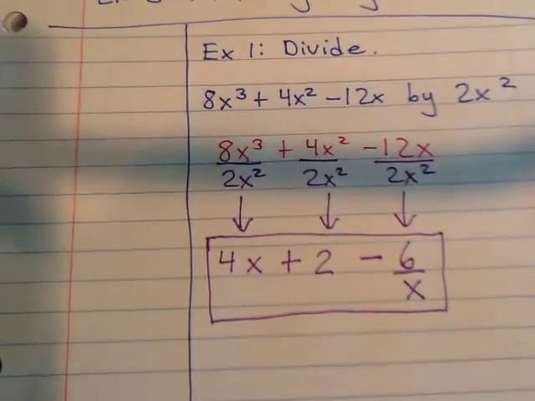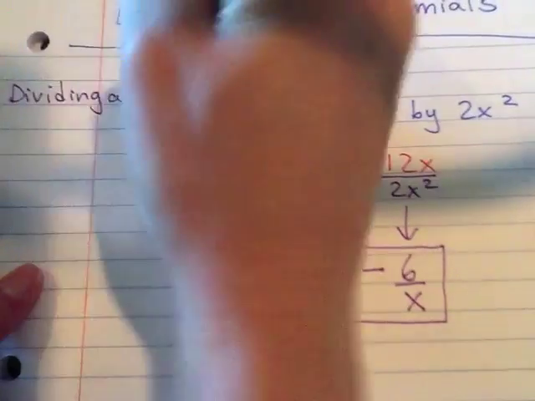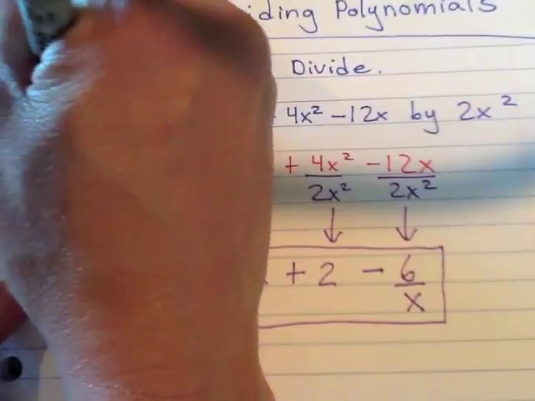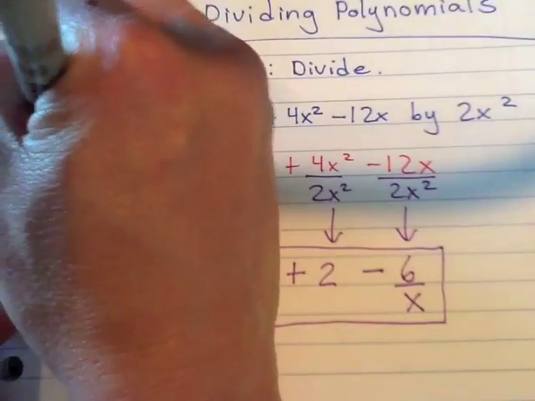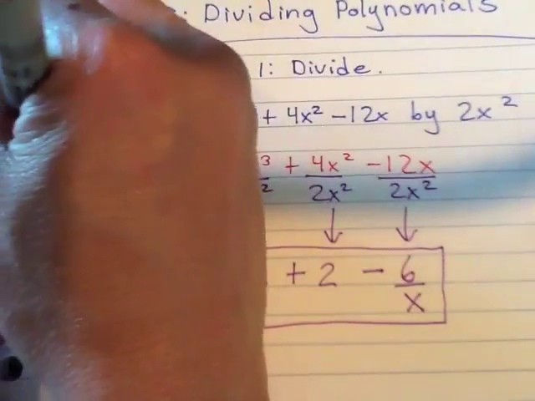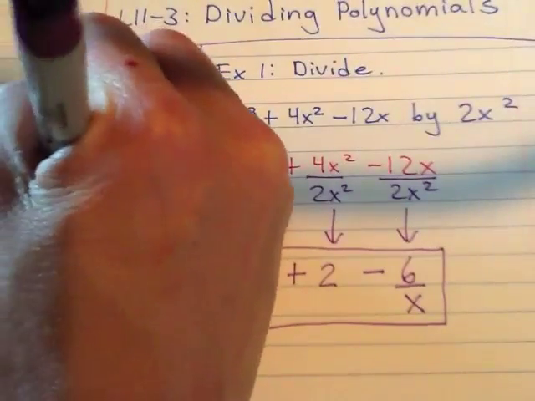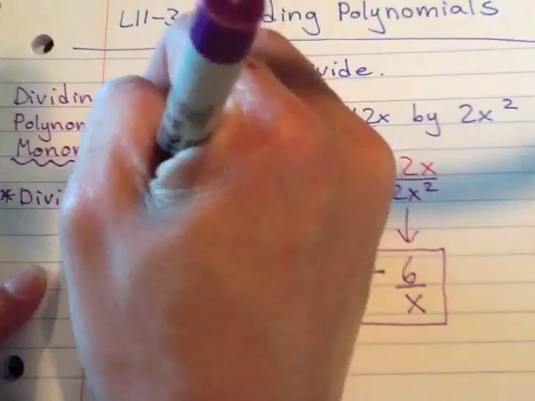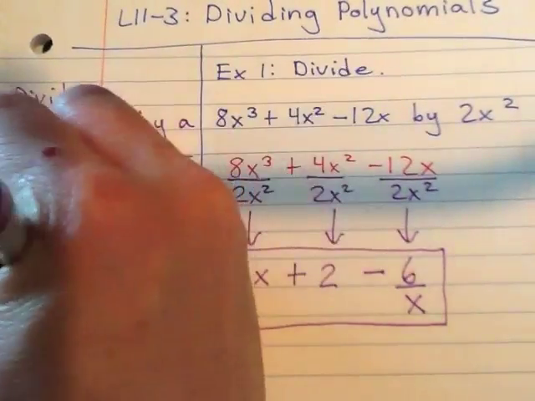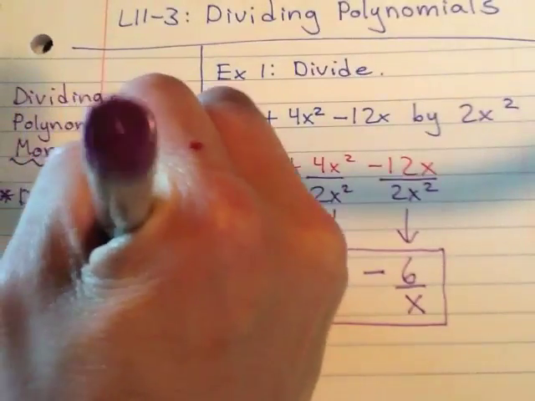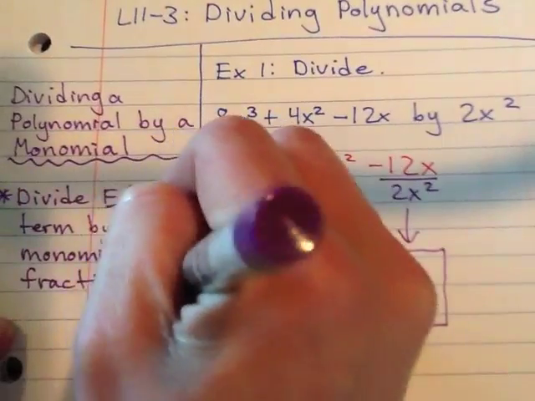So when you're dividing a polynomial by a monomial, you're just going to divide each term by the monomial. So they're going to be fractions, and then you're going to simplify them.